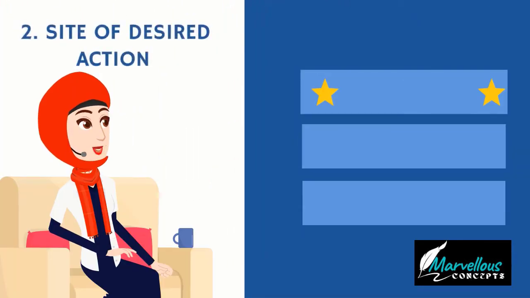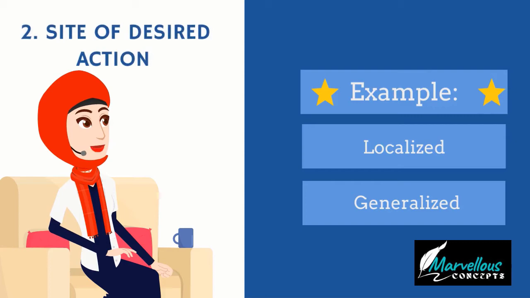Another is the site of desired action, which refers to where you want a drug's desired effect to occur, whether it is in one specific area or throughout the body. It's nothing but generalized or localized action. For example, if you have an infection in one specific area, you will apply medicine to that area. That is localized action. Whereas if you have an infection throughout the body, you will use antibiotics through any other route that provides systemic circulation to distribute the drug throughout the body. That is a generalized action.